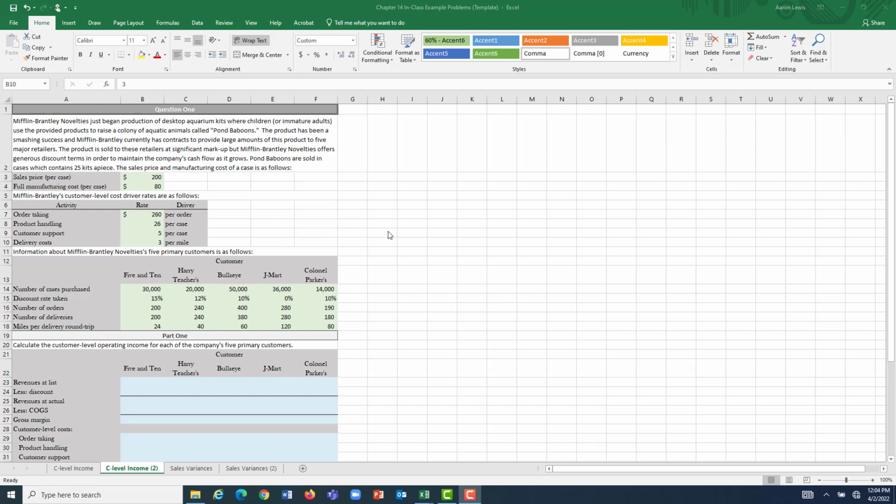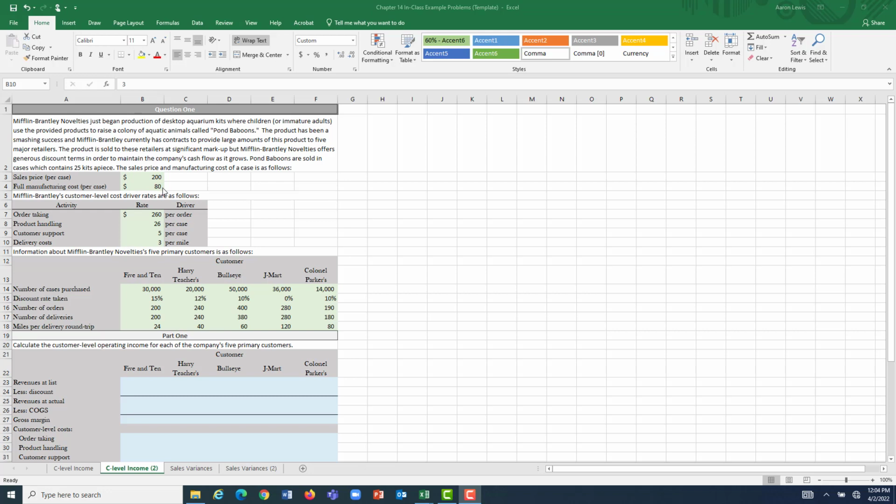We sell these at markup, but in order to make sure that our cash flow is sufficient, we offer very high discount levels if our customers pay us in a prompt and orderly manner. We sell these kits in cases of 25 apiece, and we have the following information to work with. We know how much we sell each case of 25 kits for. It's $200. We know what our full manufacturing cost is to make a case. That's $80. That is just production costs. That is our costs that go into making the aquarium kits, the pond baboons, that we ultimately sell to customers.